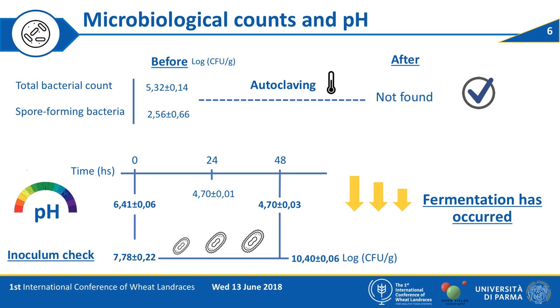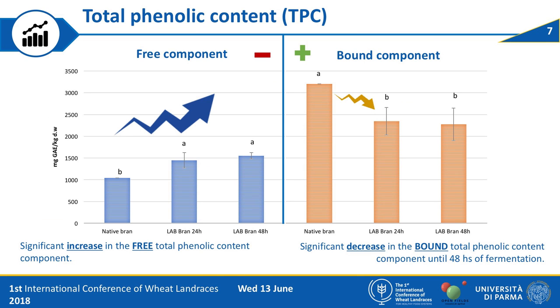So, moving to the phenolic content, as I mentioned before, here I represented the bound and the free components of the native bran and the bran fermented for 24 and 48 hours. And in a general way, as you can see, an increase of free phenolic content, of total phenolic content, was found, while a significant decrease in the bound total phenolic content was found until 48 hours of fermentation.